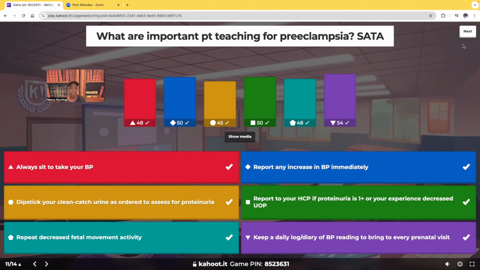You're going to teach them to report decrease in fetal movement activity. What do I mean by that? Four or less than an hour. That needs to be reported. Four or less than an hour needs to be reported. And of course, keep track of the blood pressure and bring that diary or that log to every prenatal visit.